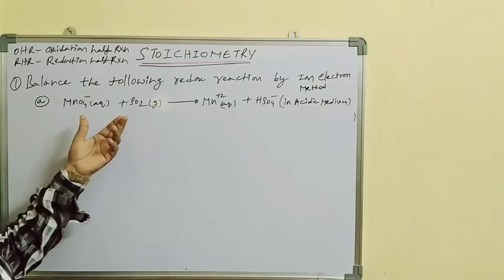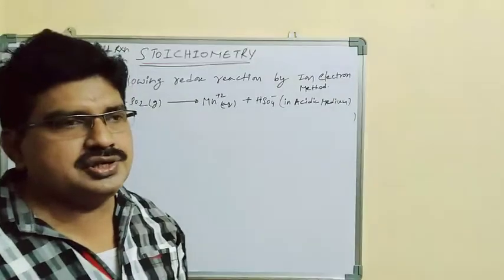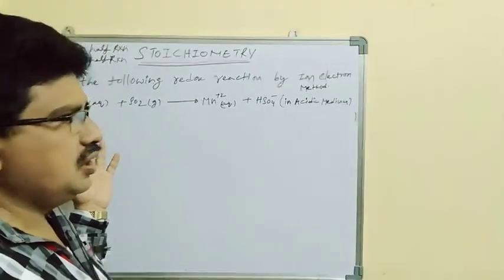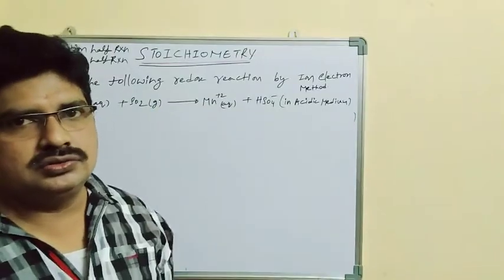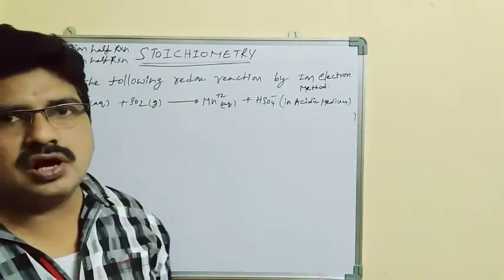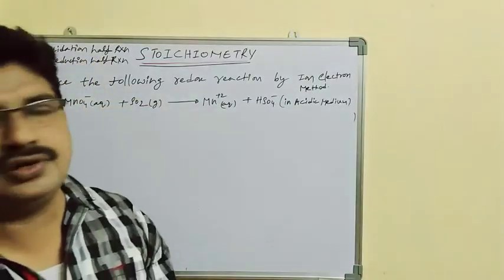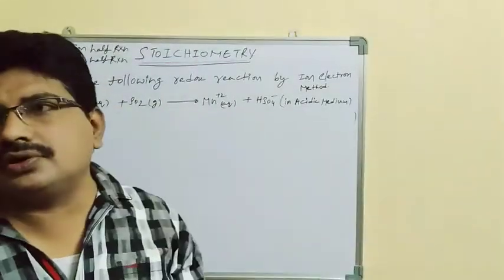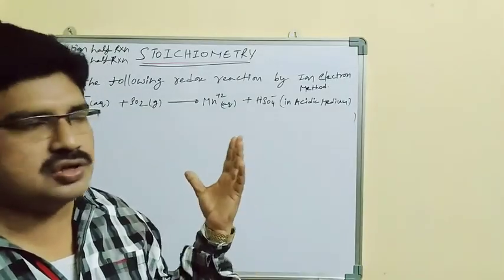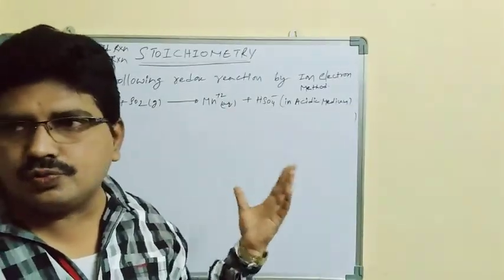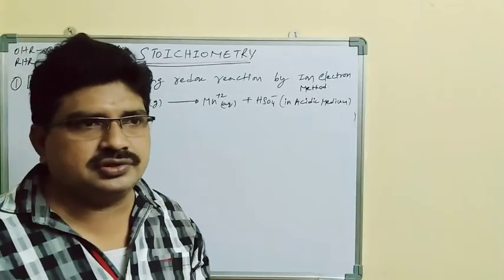After calculating oxidation numbers, if the oxidation number increases from reactants to product side, that is known as the oxidation half reaction. If the oxidation number decreases from reactants to product side, that is known as the reduction half reaction.